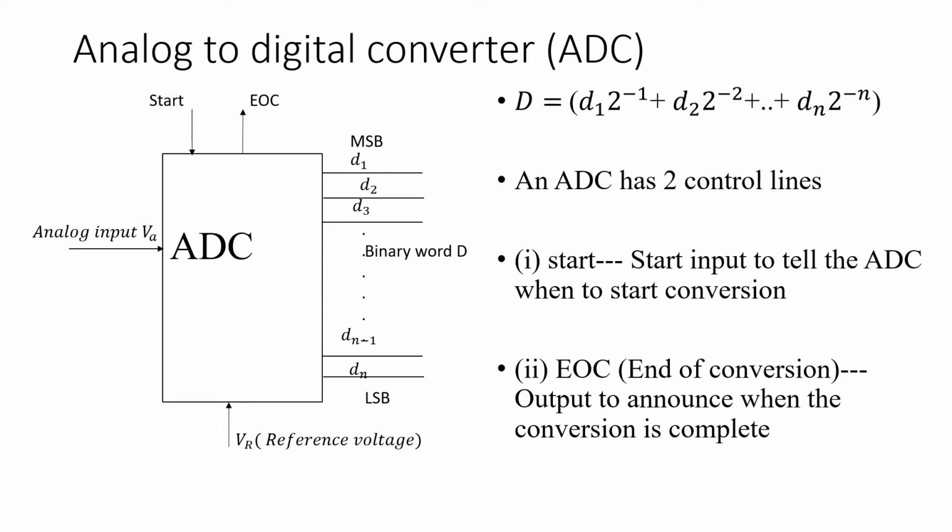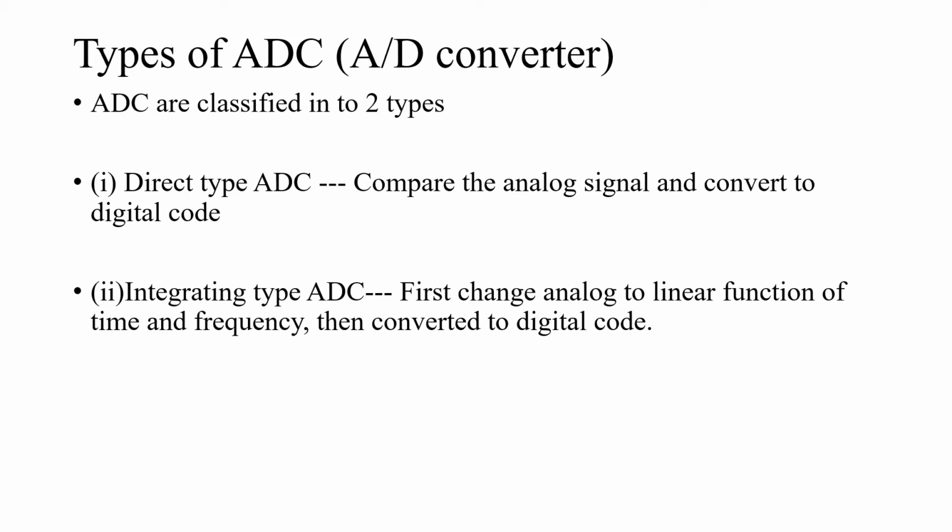Now as we have got the operation, there are types of analog to digital converter, or we can say A by D converter, or A to D converter, any one we can say. Analog to digital converters are of two types. First one is direct type analog to digital converter. Second one is integrating type analog to digital converter.